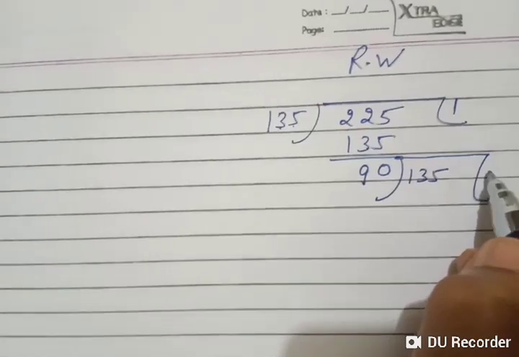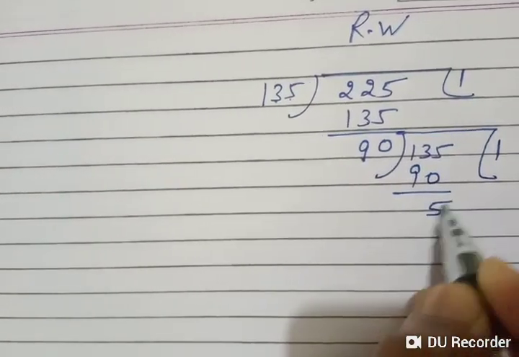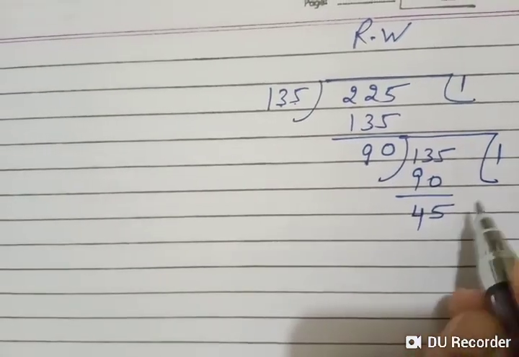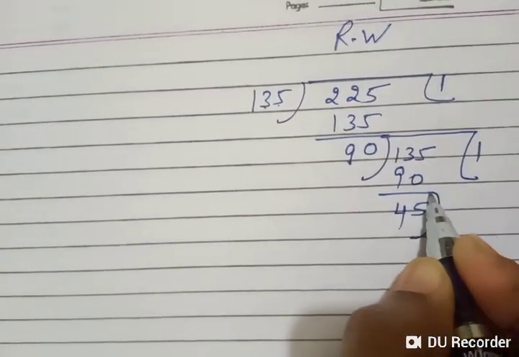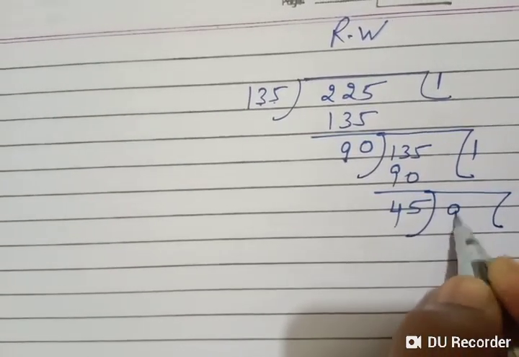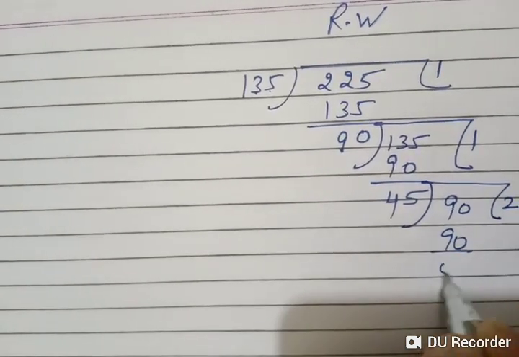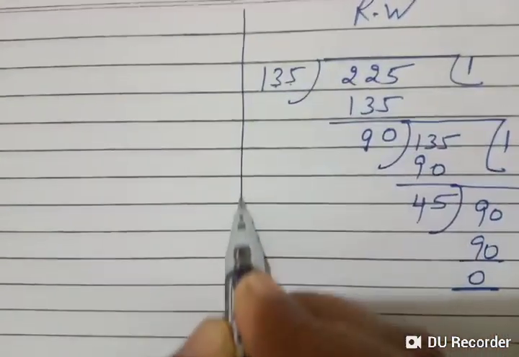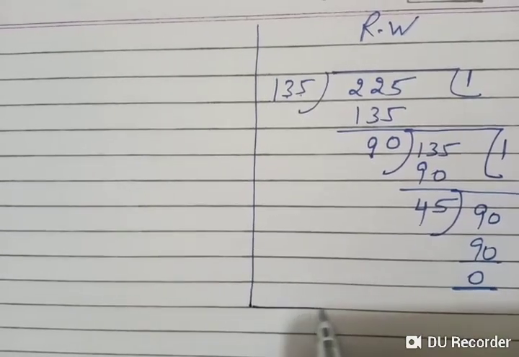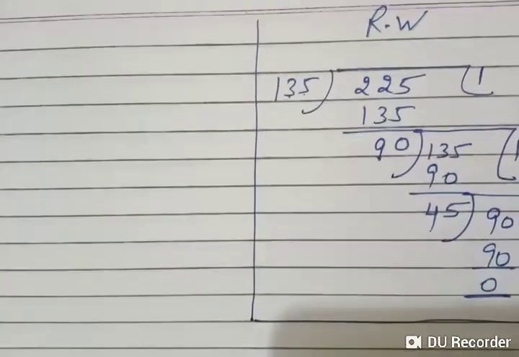So this is 90. 90 ones are 90 again. Then subtraction gives 45. 45 is less than 90, so this will become the new divisor and 90 the dividend. 45 2s are 90, so now I get remainder 0. This whole thing is your rough work. You need to follow this whenever you find the HCF of two numbers by Euclid's division lemma.